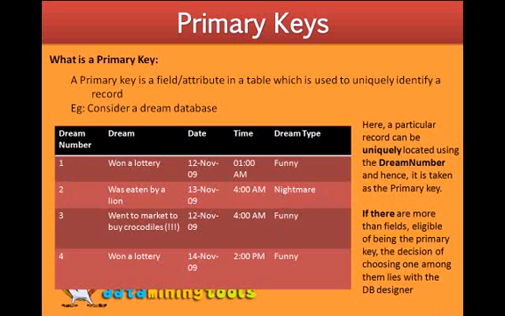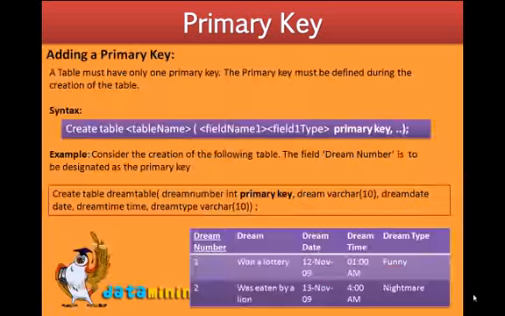Suppose we have more than one field that could be a primary key, then the decision of choosing among them lies with the database designer. So how do we add a primary key? Every table must have only one primary key. The primary key must be defined during the creation of tables.